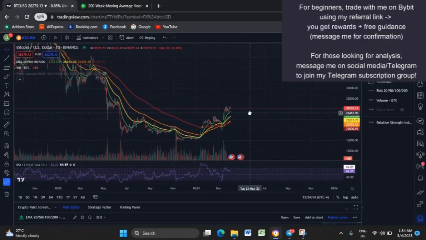So if you're a swing trader, you may take this as a bullish signal and start to dollar cost average.